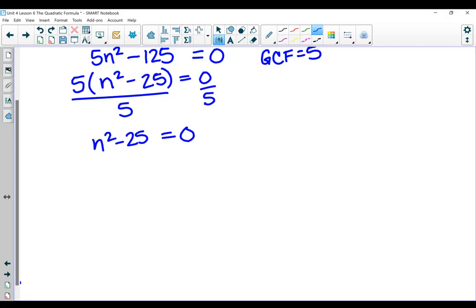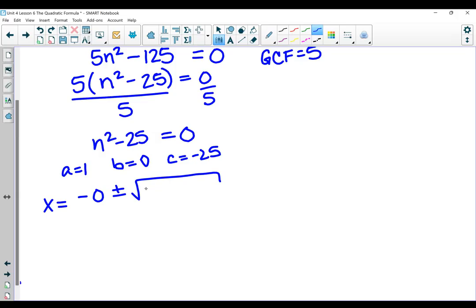And it's time for me to apply the quadratic formula. I need to identify a, b, and c. A is equal to 1 here. There is no b term, so b would be equal to 0. And then c is equal to negative 25. I always show the substitution into the quadratic formula, negative b plus or minus the square root of b squared minus 4ac over 2 times a. Simplify as much as you can.